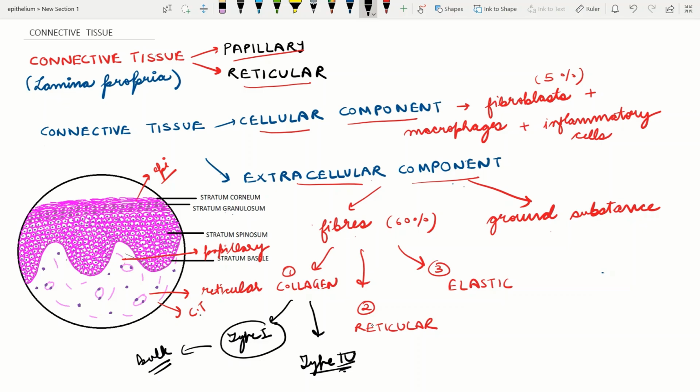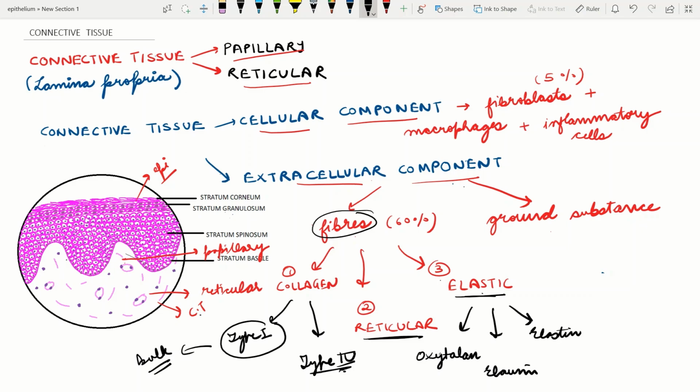The second type of fiber is the reticular fiber and the third one is the elastic fiber. This elastic fiber is further divided into three types, that is oxytalan fibers, then elaunin fibers and the third one is the elastin fibers. These three fibers are distributed among the collagen bundles. The main function of these fibers is basically to provide strength to the gingival tissue.